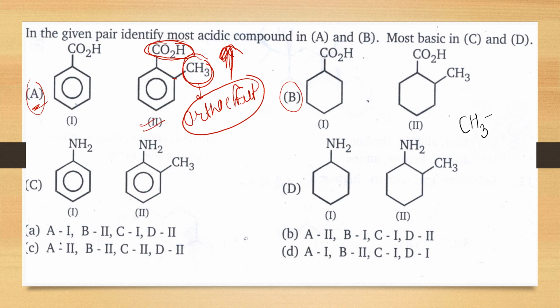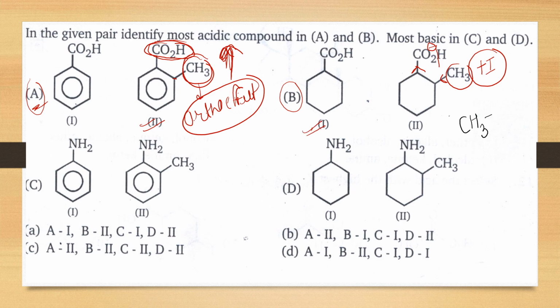In compound B, there is no conjugation because we are not taking a phenyl ring. That ring is a cyclohexyl ring. So we just take the plus I effect. If we consider the plus I effect of CH3, then CH3 will increase the electron density on the carboxylate ion. So it will destabilize the carboxylate ion, and the carboxylate ion will not form easily. So we can say the second will be less acidic and the first will be more acidic.